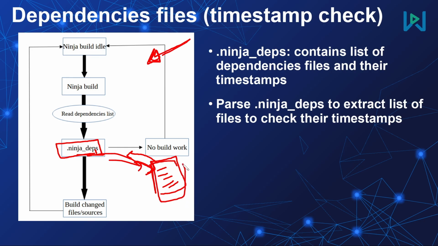Then, for the second, third, and so on runs, it will first of all read this file on every run, then get the list of the files to be checked, and then it will verify the timestamp of each of those files. If it finds out that the timestamp of one of those files has been updated, then it will rebuild only the concerned and updated file, not the overall project.